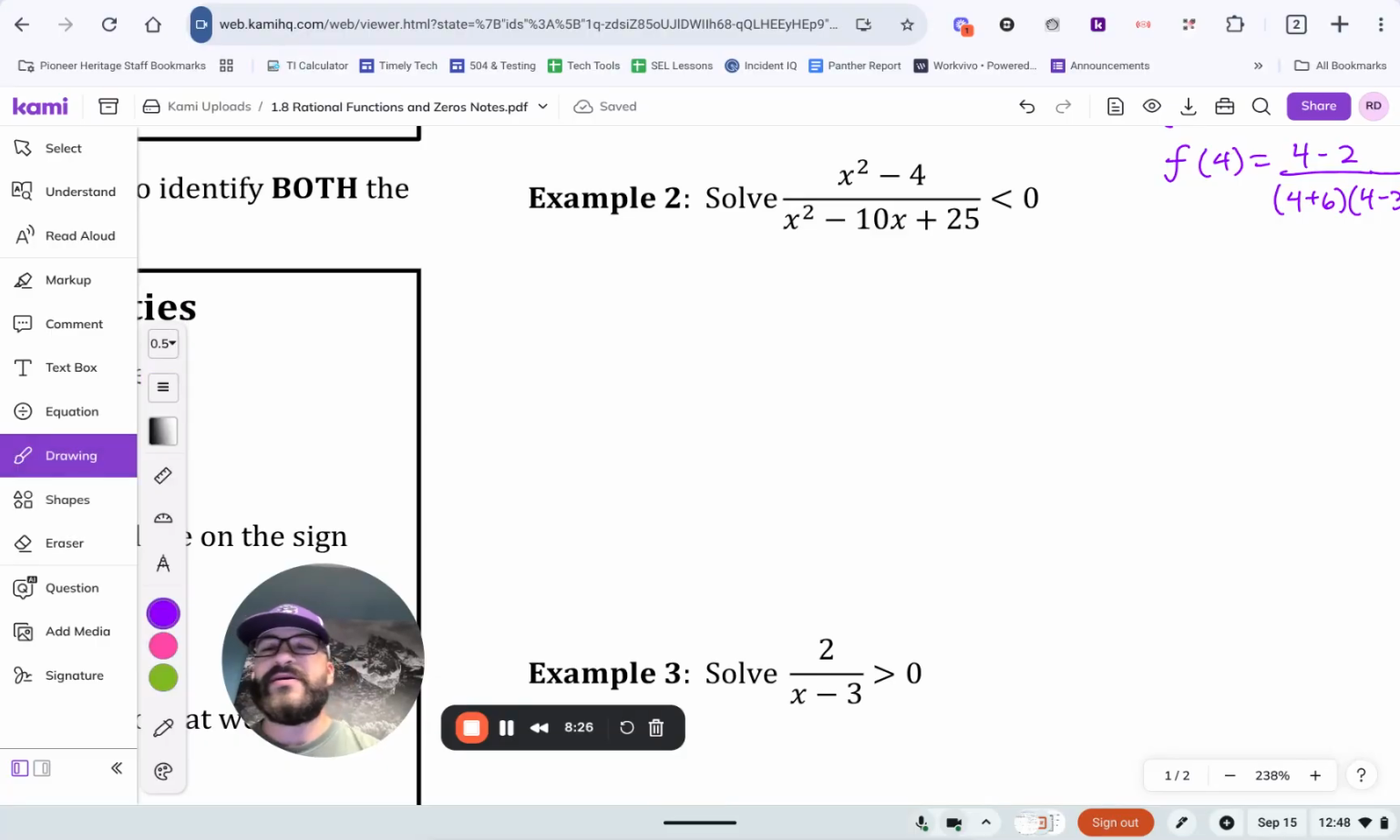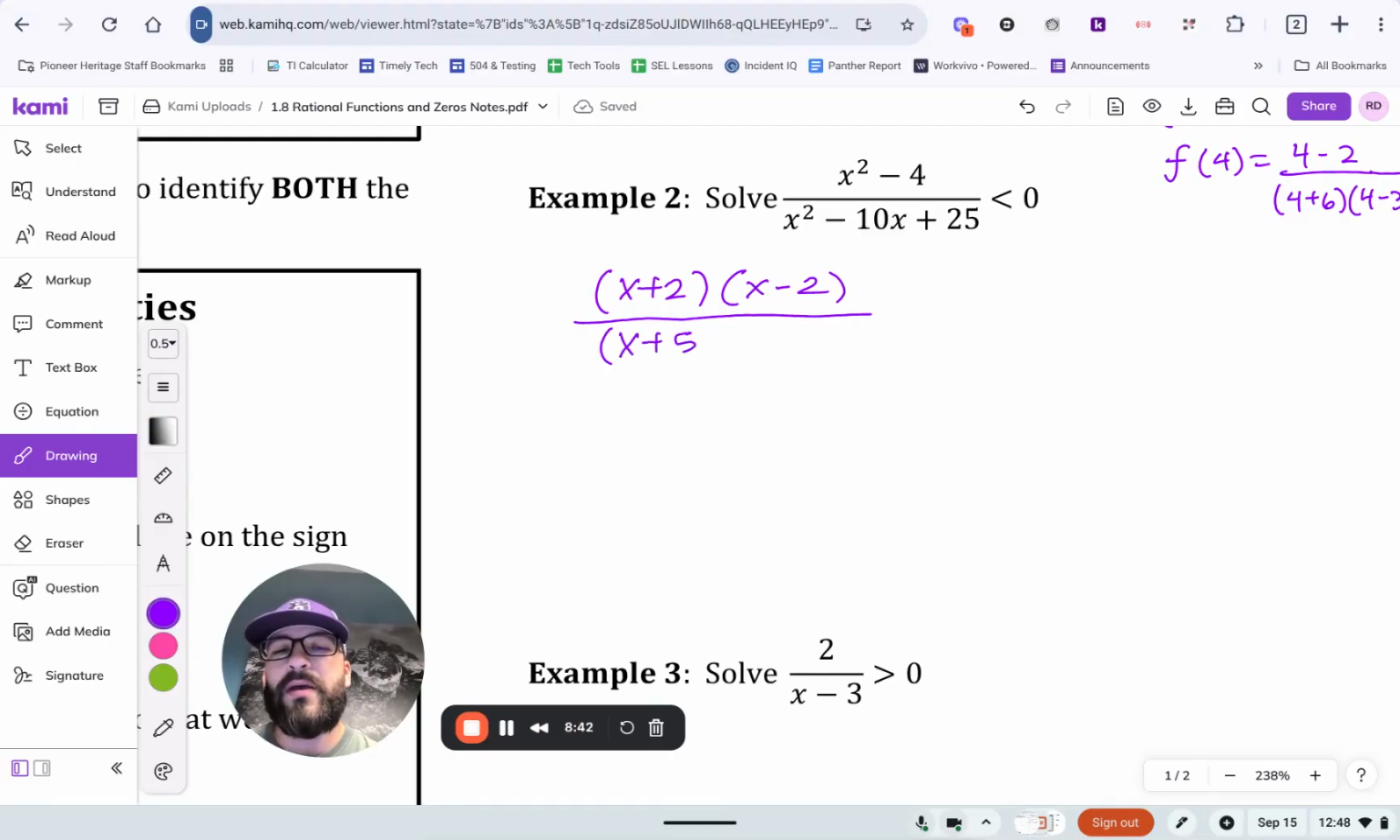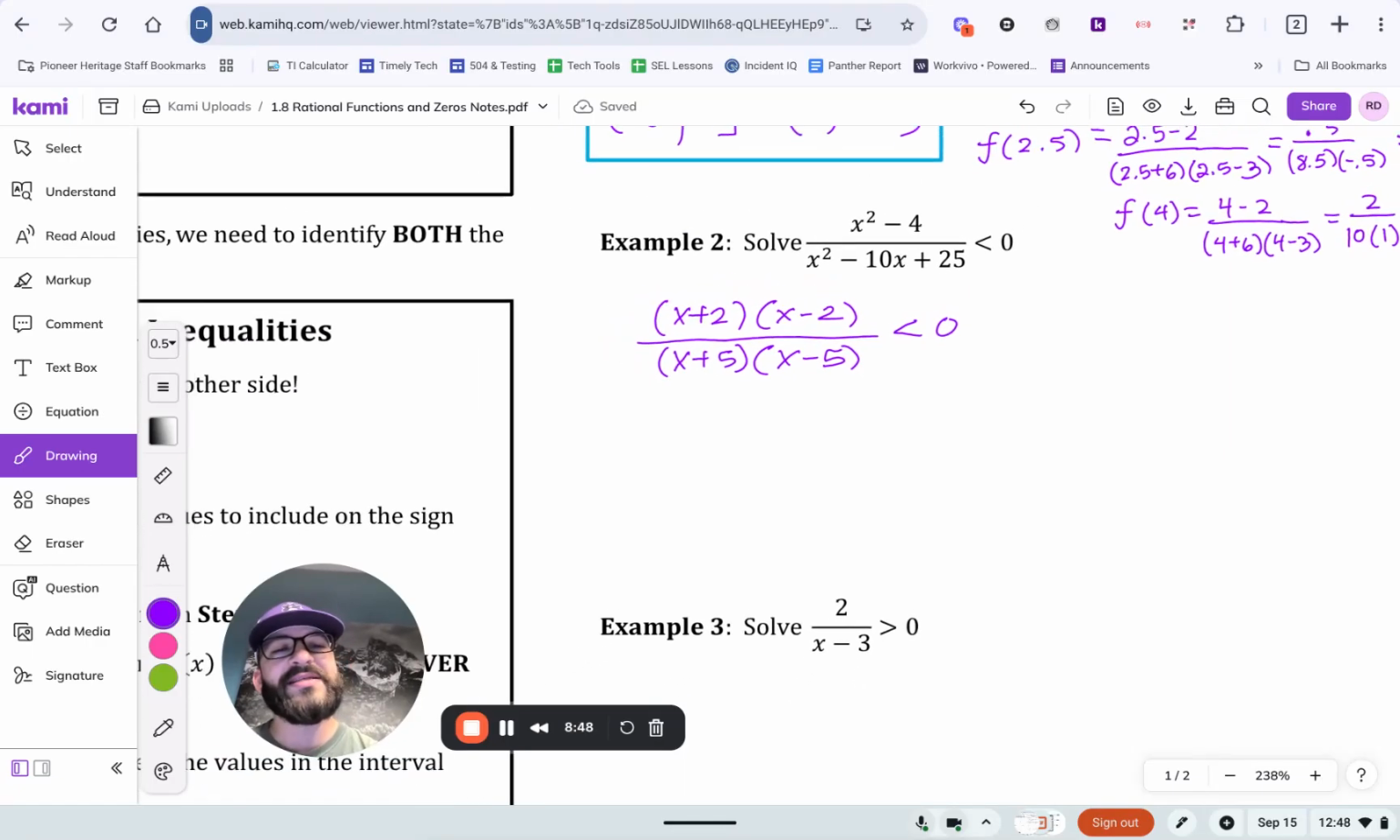So since example 2 is not currently factored, we have to factor it first before we can do anything else. So on the top, x squared minus 4 would factor into x plus 2 and x minus 2. And on the bottom, x squared minus 10x plus 25 would factor into x plus 5 and x minus 5. And that, of course, is still less than 0.